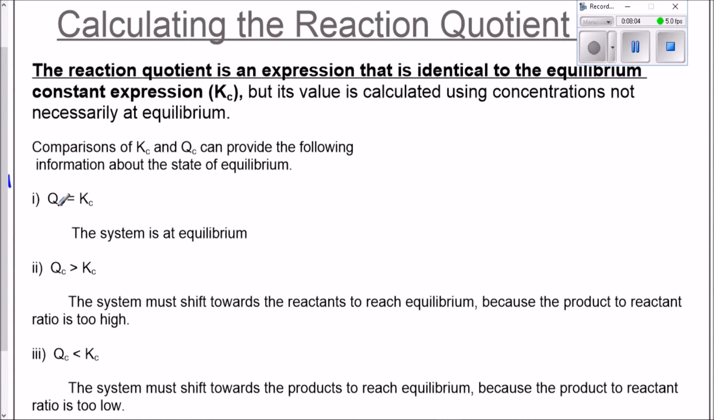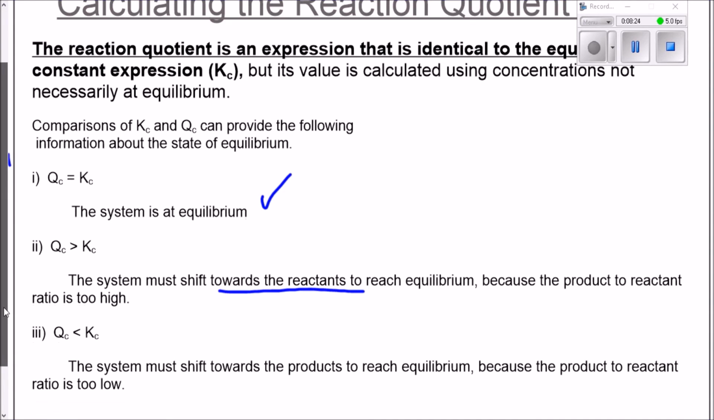Again, to summarize, if Q is equal to K, we plug some values into that expression, and it's equal to K, then it's at equilibrium, just like the example A. If it's larger than K, we're going to say that's shifting towards reactants because the products to reactants ratio is too high. If Q is less than K, then obviously it's going to shift towards products.